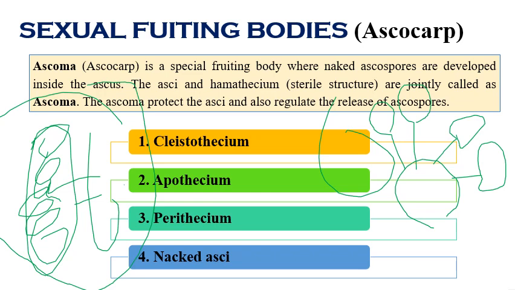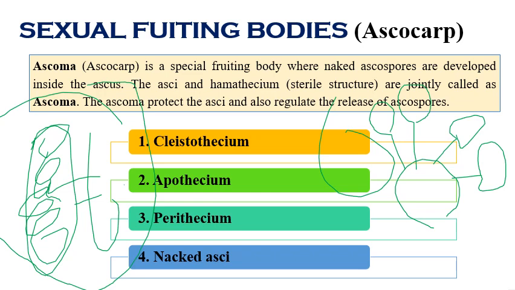But I mentioned something: all are actually produced from the conidiophores. Here, ascoma or ascocarp is a special kind of fruiting body where the ascospores are produced inside a structure called asci. All this is discussing the Ascomycota group of fungi, that's why it's called ascocarp. Now you got the point, I hope, right?